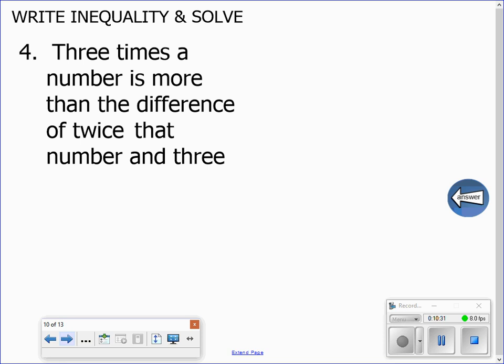Alright, let's look at another example. This one we're going to write and solve the inequality. So we're going to have to look for the words that would trigger an inequality sign for us. So we have 3 times a number is more than the difference of twice that number and 3. So here, the "is more than" part does not mean that we're going to be adding, but this is telling us is greater than. So we have 3 times the number.